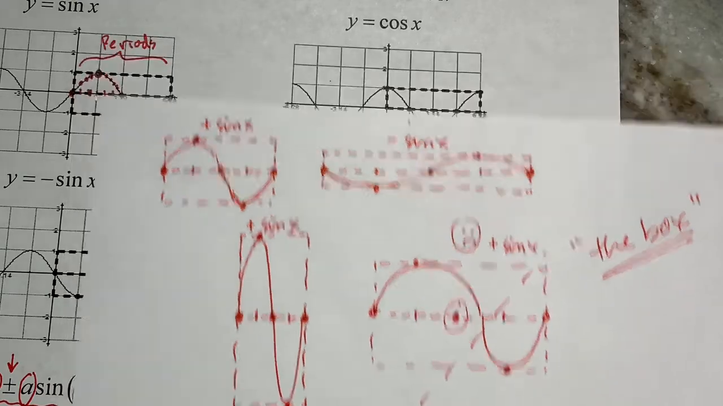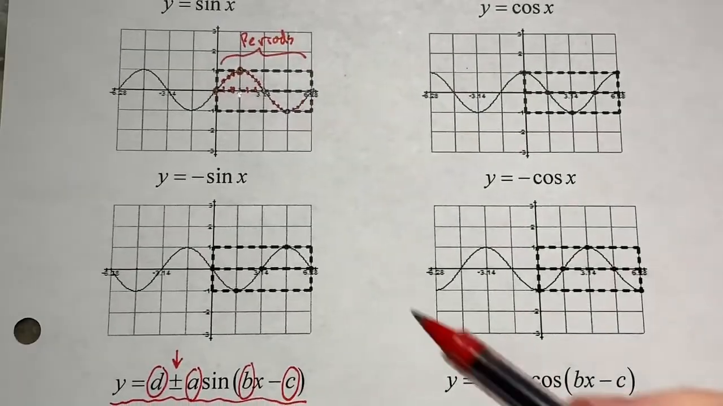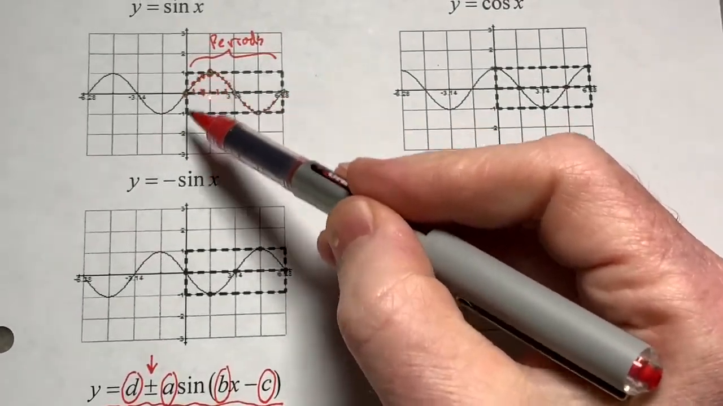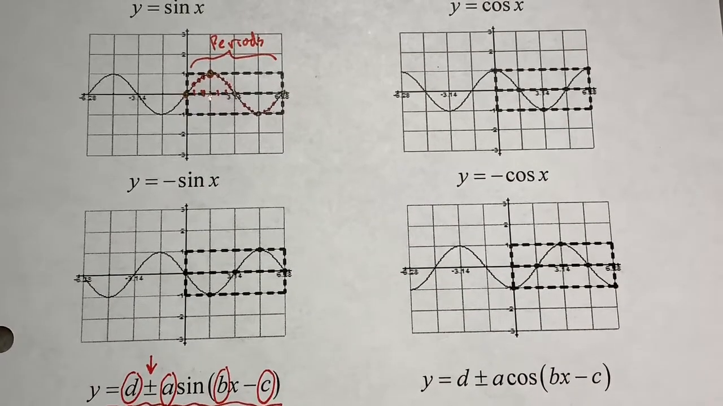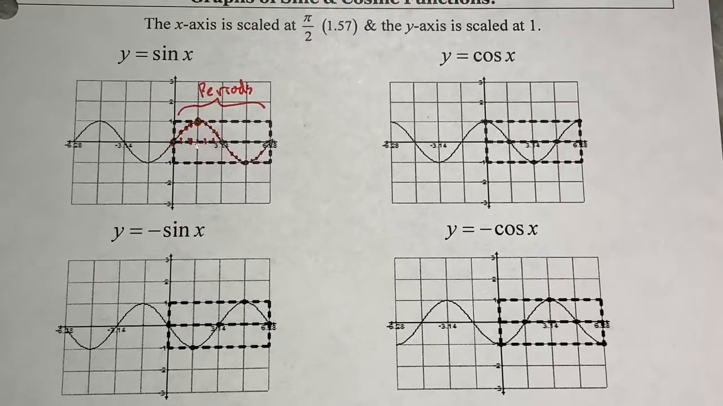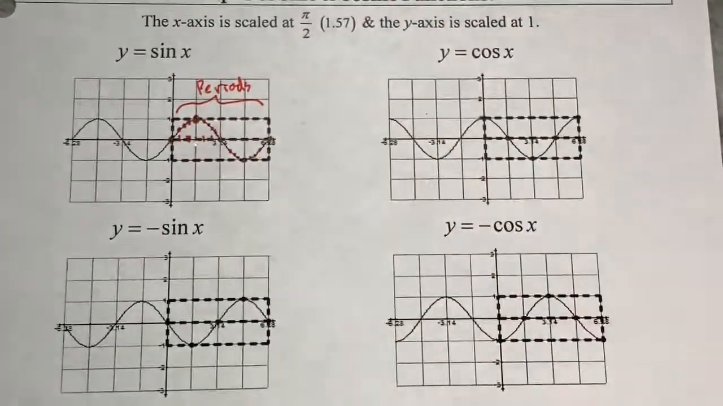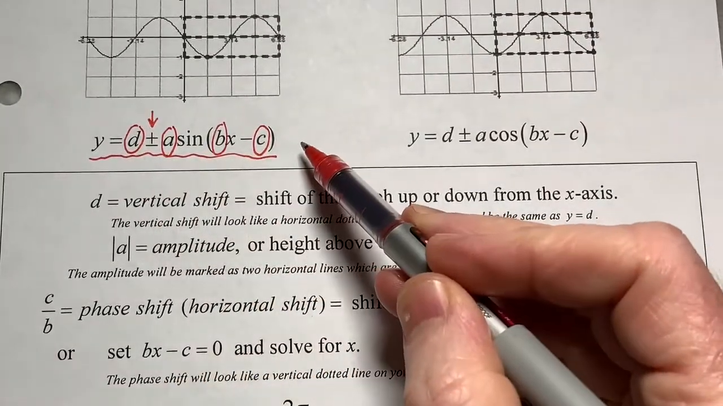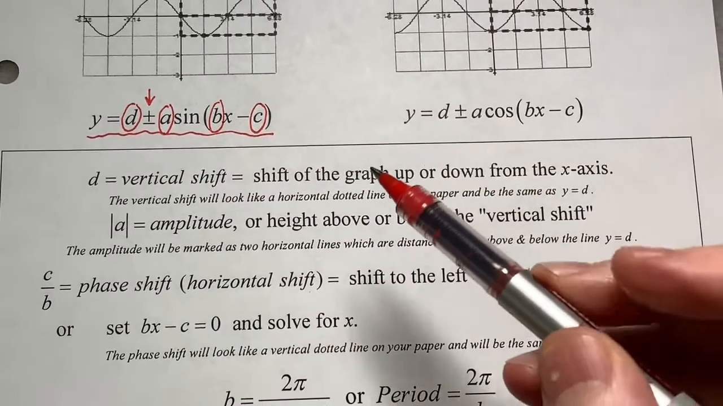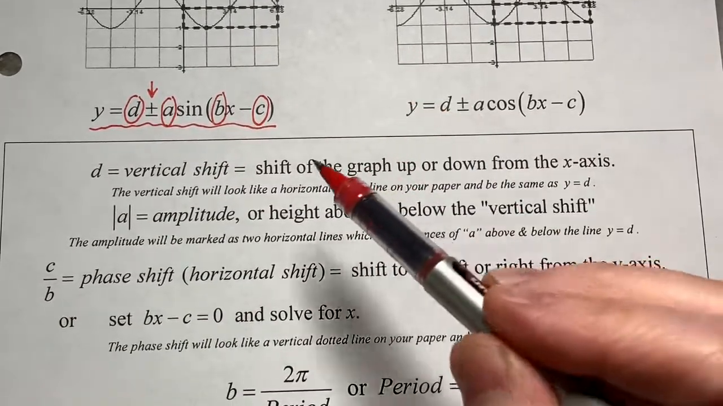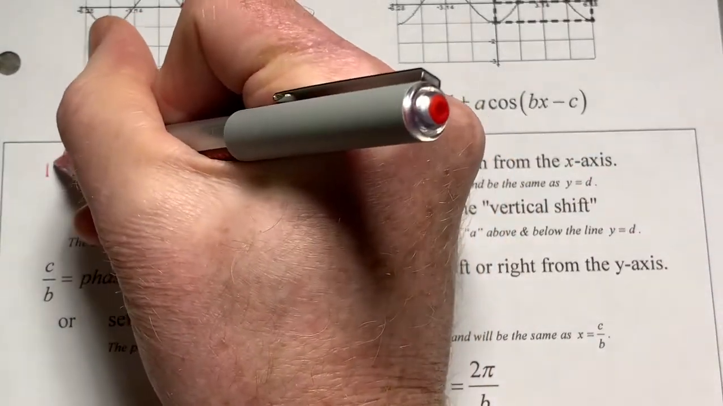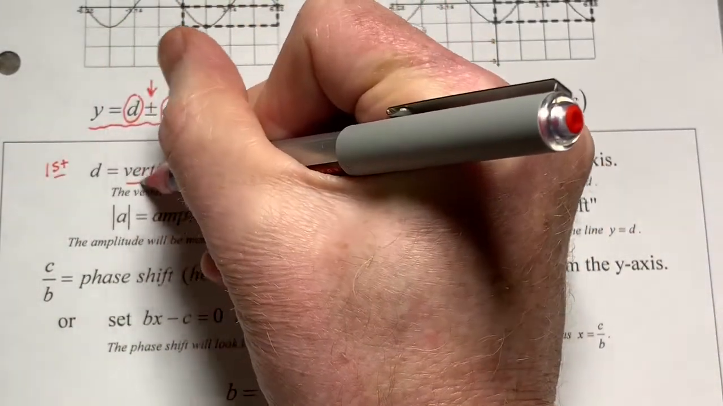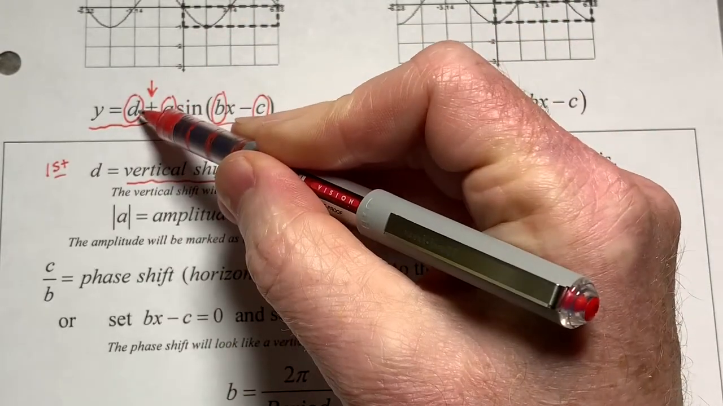Okay, so now let's talk about how I determine where the beginning and the ending and all that kind of stuff shows up. Okay, so here's what we're going to do. If we're looking at this, there are 4 things that I have to learn that are going to help me sketch the top, the bottom, the middle, and the sides. And the very first one I want to look at is called the vertical shift. And the vertical shift is just whatever the D value is.